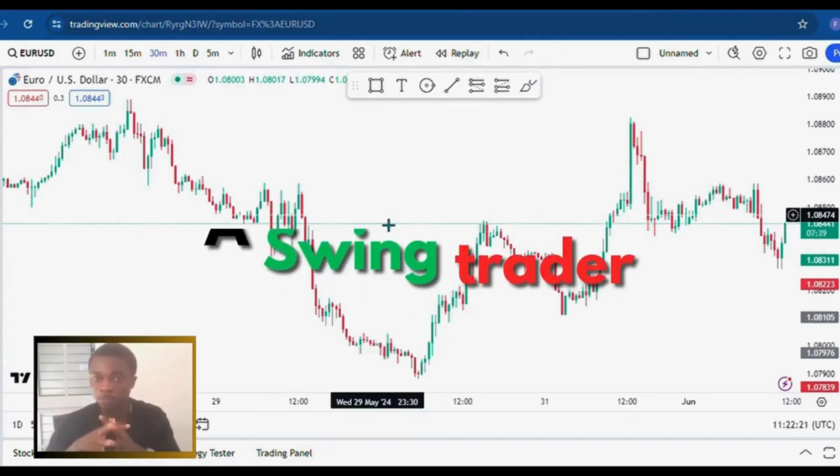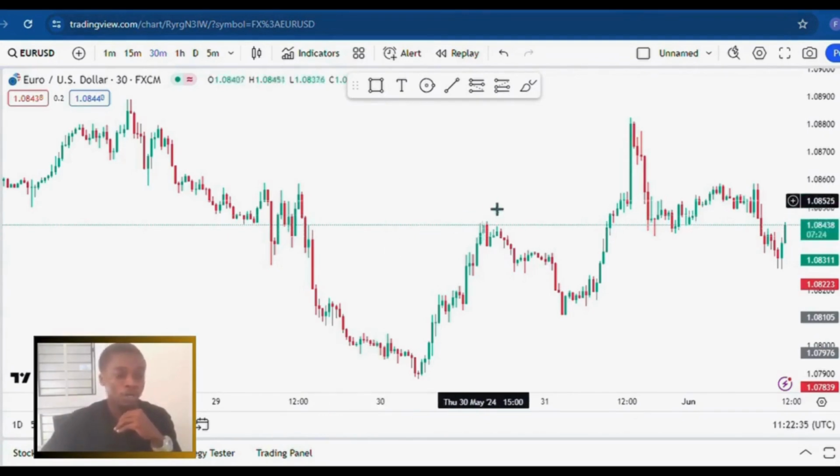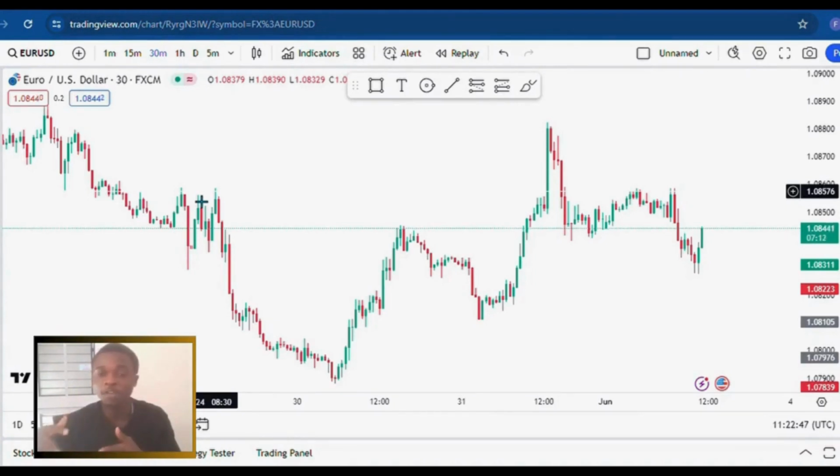Now, a swing trader is using a much higher time frame compared to a scalper and a day trader. So the time frame you're using as a swing trader should be much higher than a scalper and a day trader. Let's say for a scalper, you want to scalp, which is using from the 1 minute time frame up to the 5 minute time frame. So you can analyze the chart from the 1 minute time frame up to the 5 minute time frame. You should not go above the 5 minute time frame when analyzing the chart as a scalper.